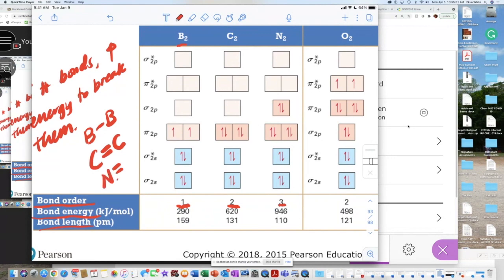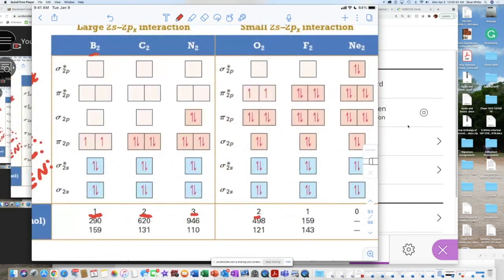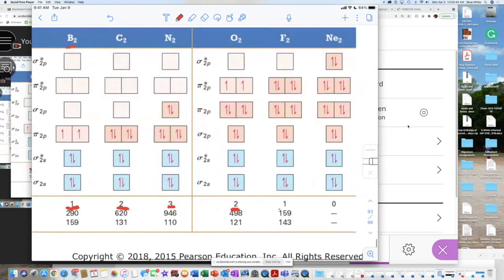Two nitrogens will bond with a triple bond. You have a lone pair here, and I guess two sets of lone pairs here. Okay, and then you got boron. It's complicated. And then with oxygens, two oxygens will bond with a double bond. Fluorine, single bond. Neon, no bond. Right? They don't like to bond with each other.